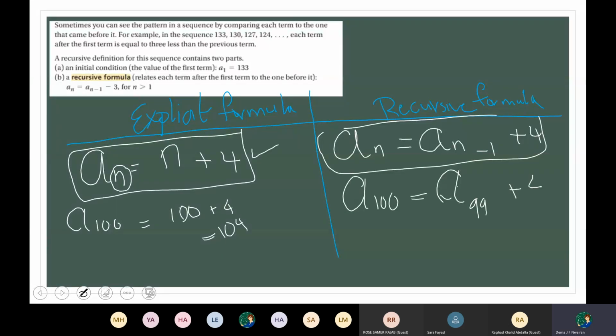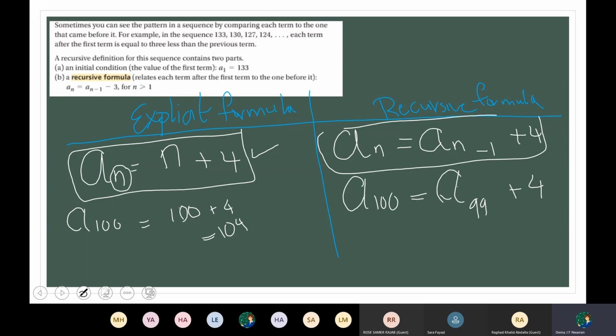99 plus 4. So if I need to find A sub 100, I need to find A sub 99. I don't have A sub 99. I go back to 98, back to 97, until I reach A of 1. If I reach A of 1, I will find A of 2, then 3, 4, 5. It's like building blocks. If I put the first block, I can put another block on it. But I cannot drop block 100 from the sky. I need other blocks below it. This is the second thing.